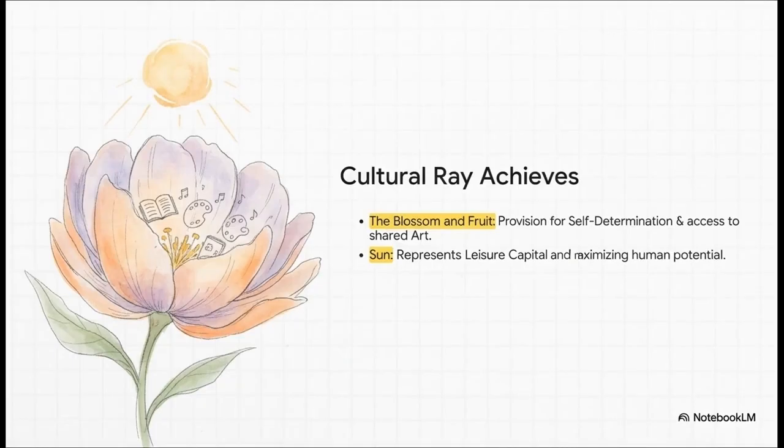So once that foundation is solid, the cultural ray is what allows society to really flourish. This is the blossom and fruit part of the cycle. It's where self-determination and creativity can just bloom, fueled by what the theory calls leisure capital. That's the metaphorical sun that allows us to maximize our human potential.